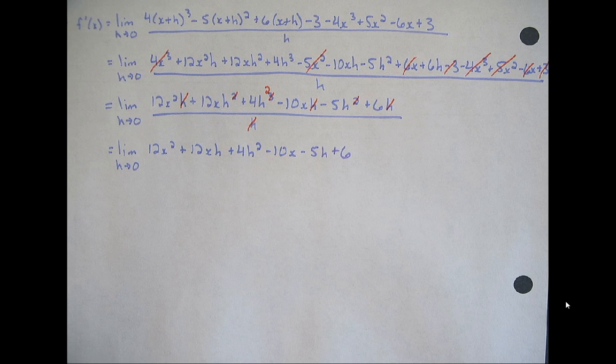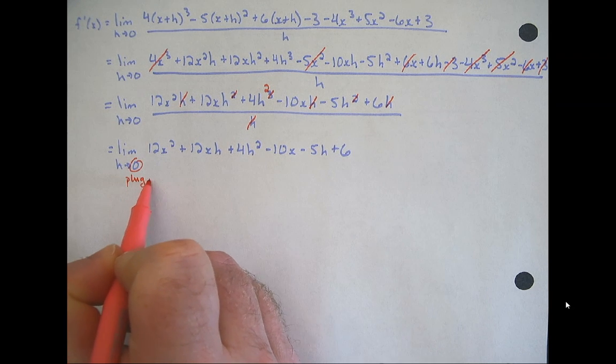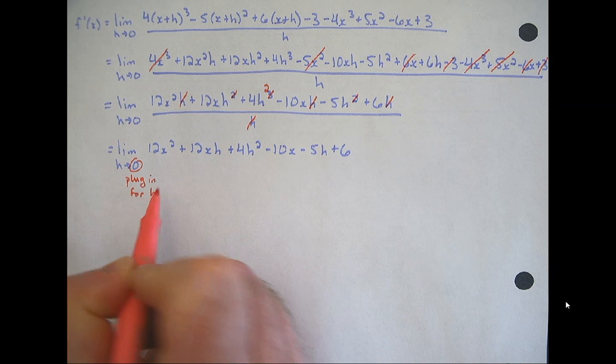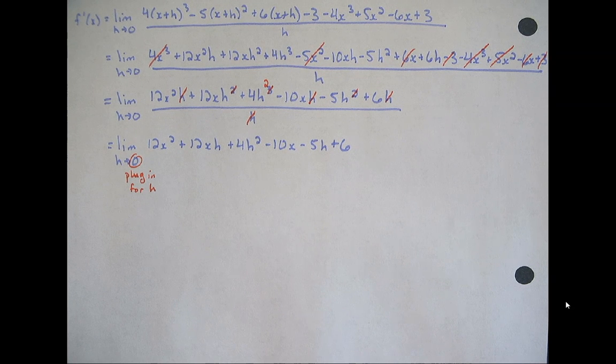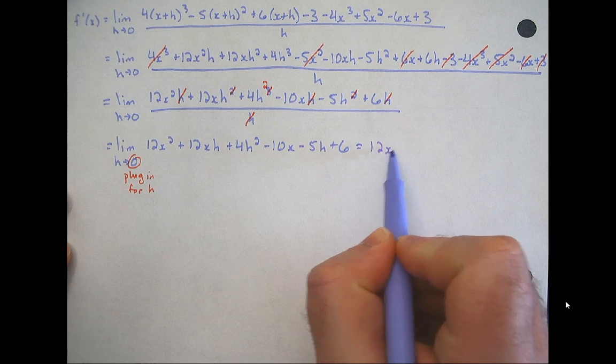So we finally killed the h on the bottom, so now I can plug in 0 for h everywhere there was an h. That's going to leave me with, okay, that doesn't have an h, so that's still 12x squared.